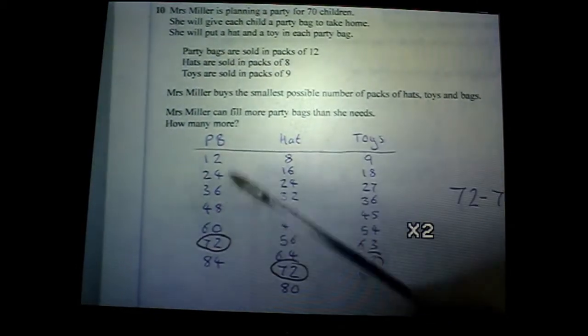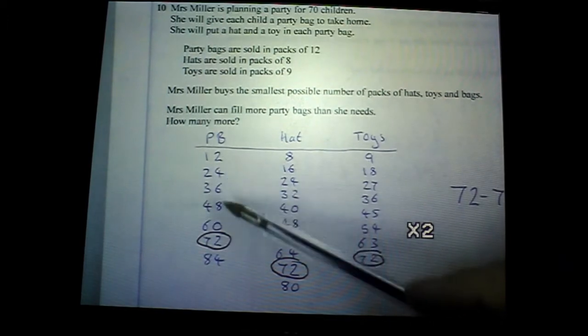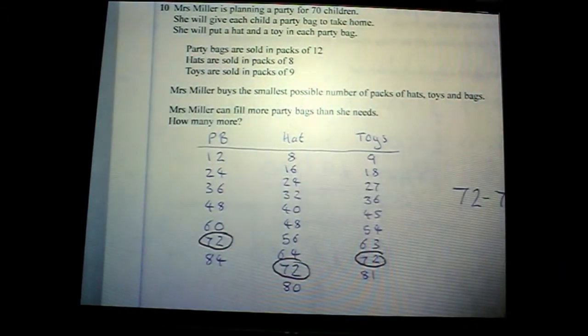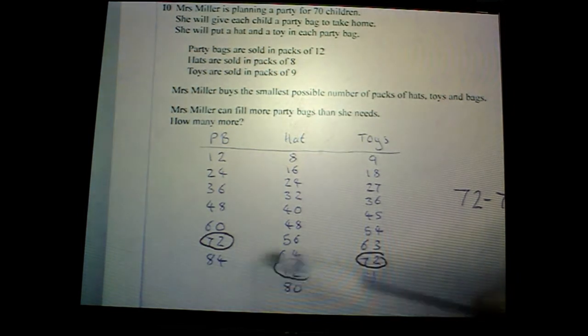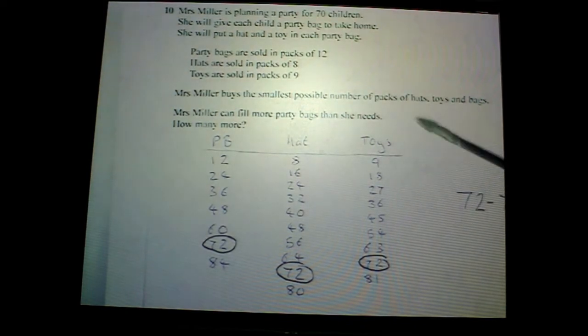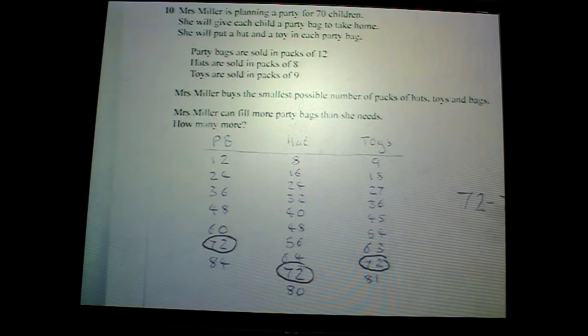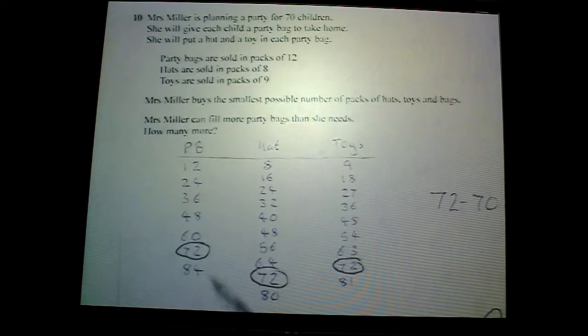So what you need to do, here you go. This is what they're sold in. So party bags, packs of 12. So she can buy either 12, 24, 36, 48 and so on. Hats, she can buy those. Toys, she can buy those. You need to find the number that is in all of these times tables but is over 70, because she needs to do at least 70. So the answer is 72 because it comes up there, and it says how many more does she fill than she needs. Well, she needs 70, she's got 72, so she fills 2 more, which is your answer there.